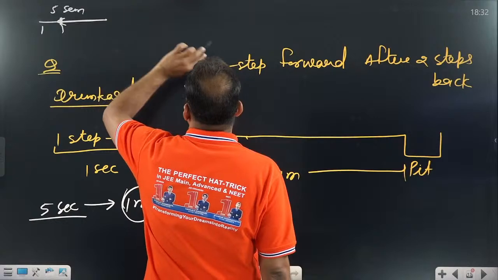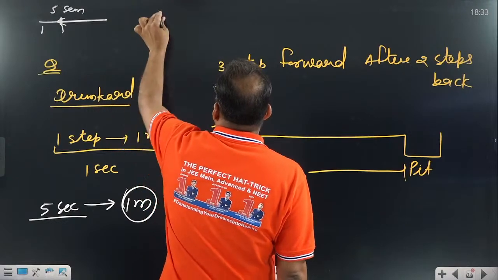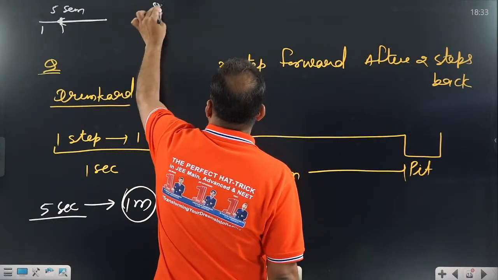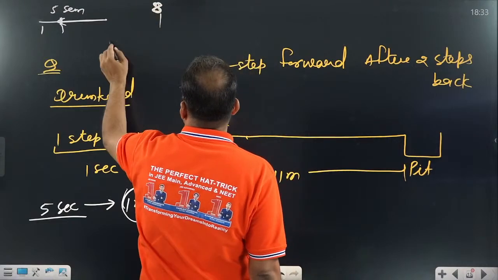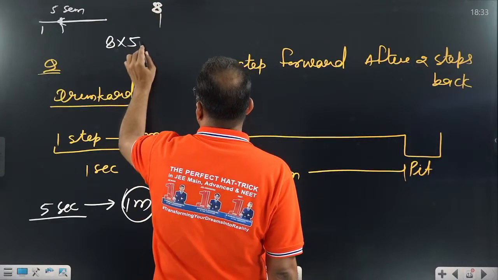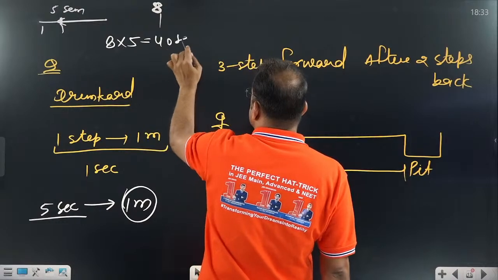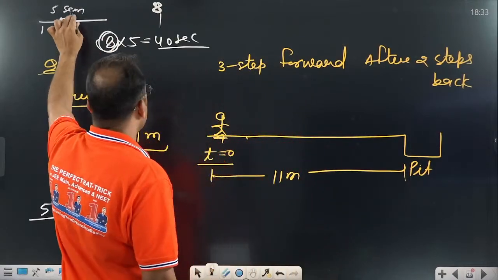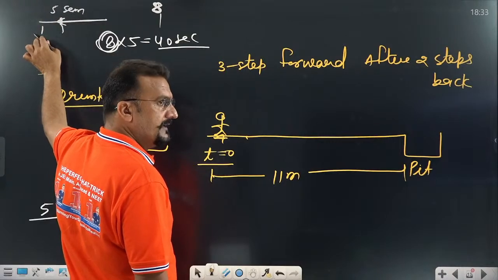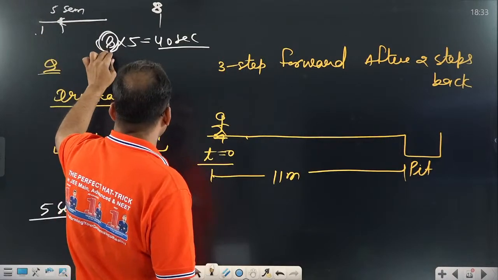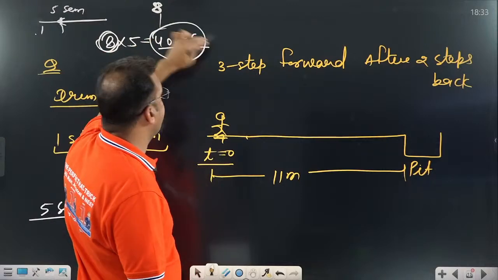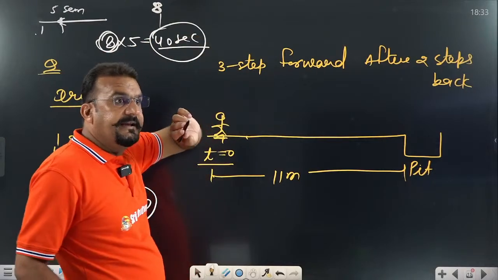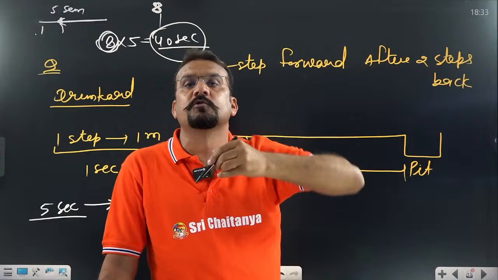Let us assume I am taking it up to 8 meter. What is the process for 8 meter? 8 meter in the sense 8 into 5, means in 40 seconds. I think you are getting this. 8 into 5. In 5 seconds, 1 meter. Yes or no? That means 8 meter will move in 40 seconds.